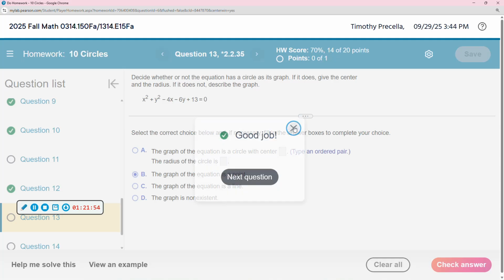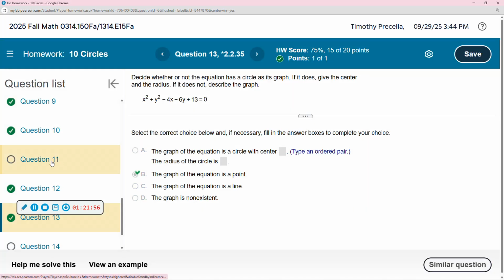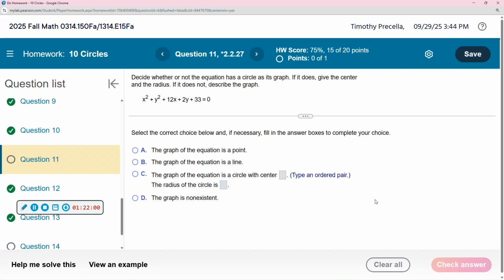Number 14, we start reviewing. Let's go back and do number 11. Okay. Is it a complete the square? Number 11. Let me write this down.